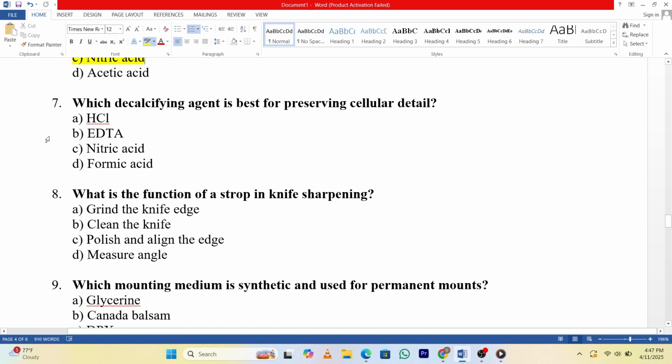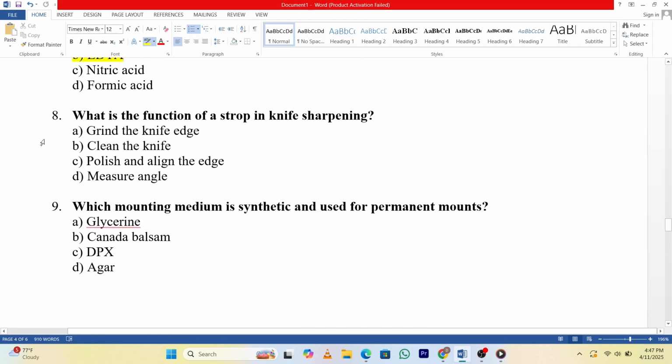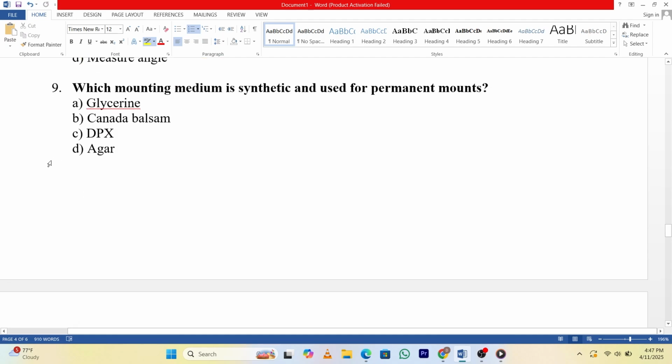Answer, B. 8. What is the function of a strop in knife sharpening? A. Grind the knife edge. B. Clean the knife. C. Polish and align the edge. D. Measure angle. Answer, C. 9. Which mounting medium is synthetic and used for permanent mounts? A. Glycerin. B. Canada balsam. C. DPX. D. Agar. Answer, C.